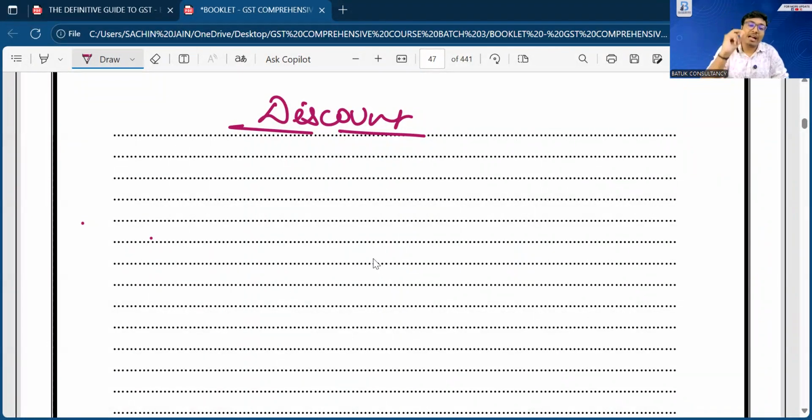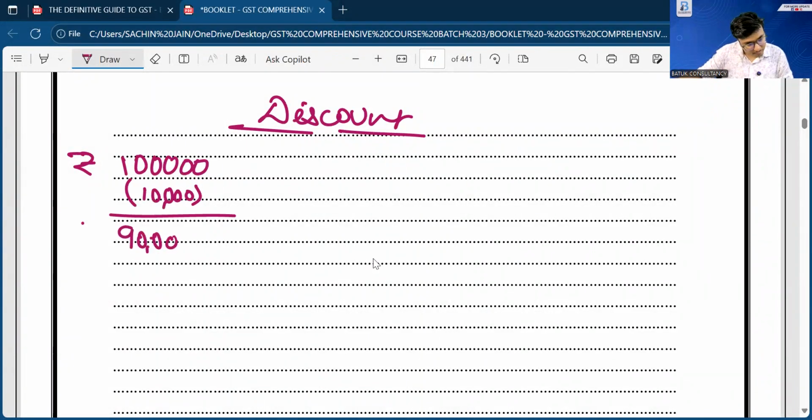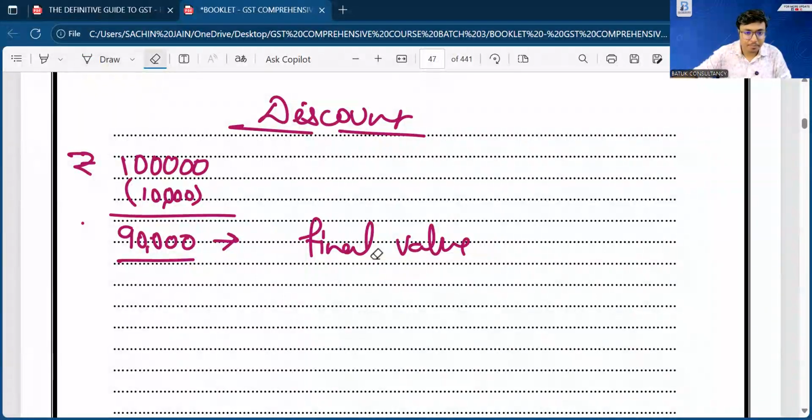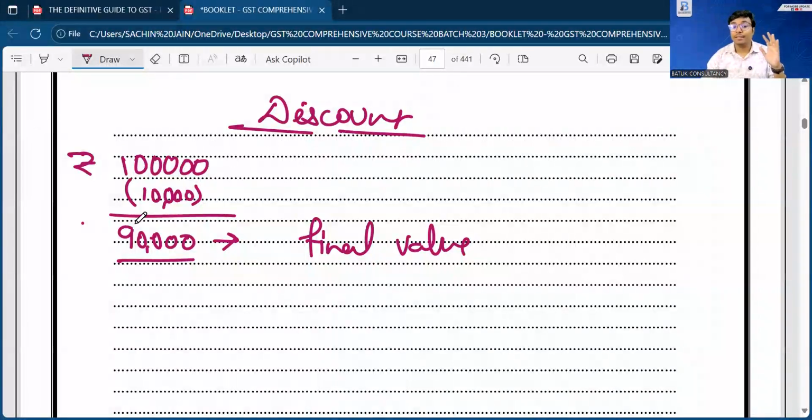Suppose I have made a supply of my professional service, GST consultancy, for 1 lakh rupees. Then I have given a discount of 10,000 rupees, so my client is going to make the payment to me of 90,000 only. Now in the industry there are two types of discounts available.